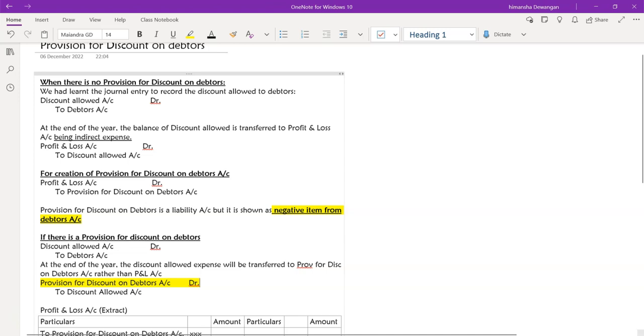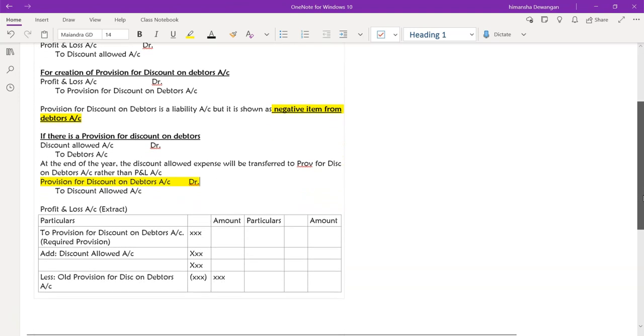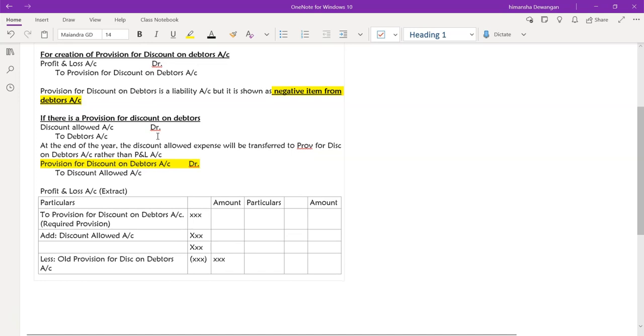Yes, ma'am. There we were doing everything related to bad debts. Now we are doing it for the discount to be allowed to our debtors. So the first entry will be the same, discount allowed account debit to debtors account. Obviously the bank account will also be debited. So this discount will not be transferred to the P&L account but will be transferred to the provision for discount on debtors account. Can you see this? Yes, ma'am.